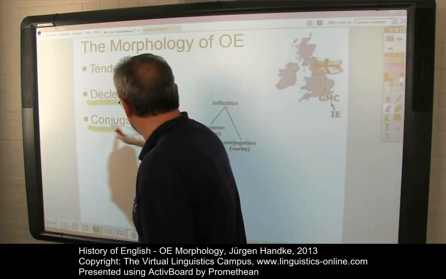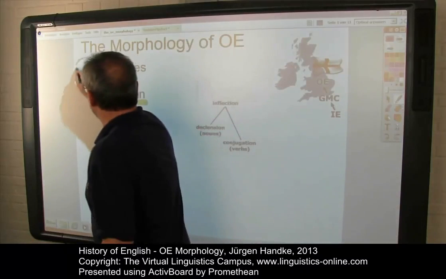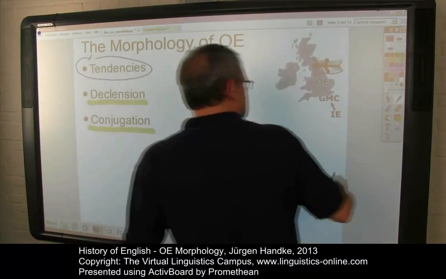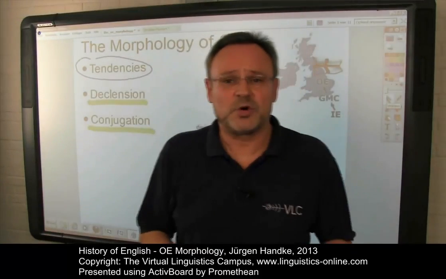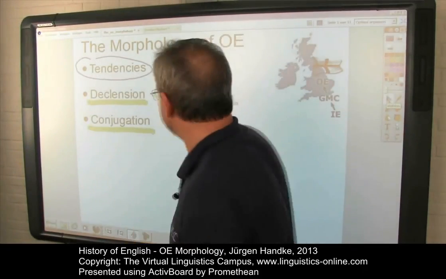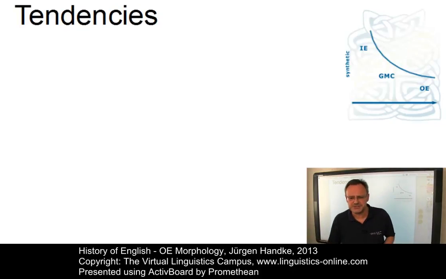We will deal with the conjugation of verbs, but prior to that, we will discuss some general tendencies of Old English morphology and beyond that were already underway. So let us start here. Like its ancestor languages, Old English was synthetic with numerous agglutinating tendencies.